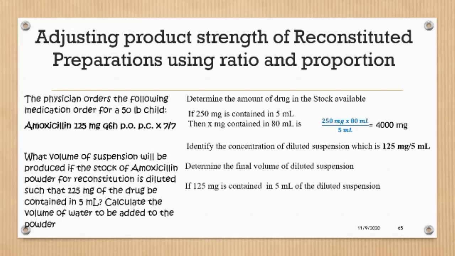And we also know that 4 grams or 4,000 milligrams of drug is in our stock that we're going to dilute. Then we can determine, based on that concentration, what the final volume would be. So if 125 milligrams of drug is contained in 5 mL of the diluted suspension, then 4,000 milligrams will be contained in X, and that will be 160 mL.